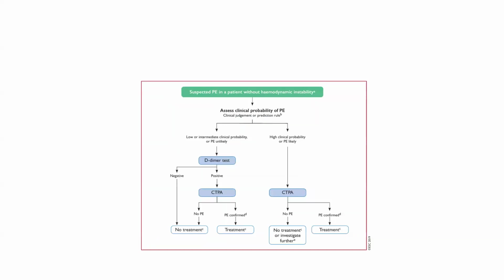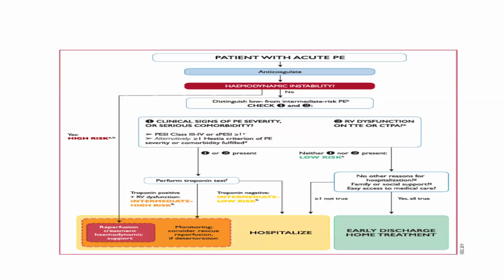In case of suspected pulmonary embolism without hemodynamic instability, assess the clinical probability of PE by clinical judgment and the prediction rules. If the patient has high clinical probability for PE, go for CTPA directly. If the patient falls into intermediate or low probability, then send D-dimer. If D-dimer is positive, then go for CTPA, otherwise no need. Any patient who is diagnosed with PE, start the anticoagulation.